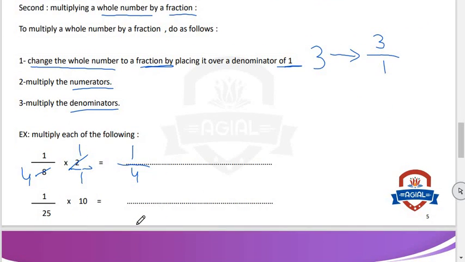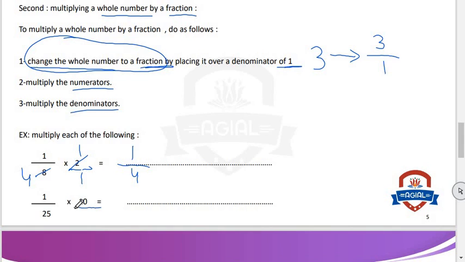Okay, number 2, 1 over 25 multiply 10. Number 1, change the whole number to be a fraction by putting denominator 1. Number 2, try to find common factor and multiply it as two fractions.